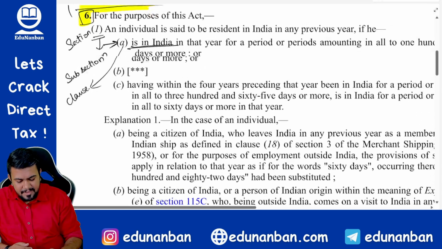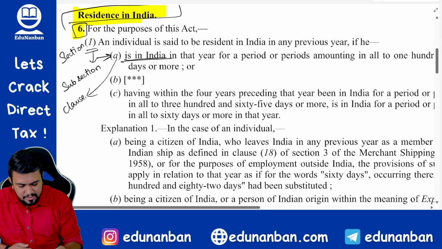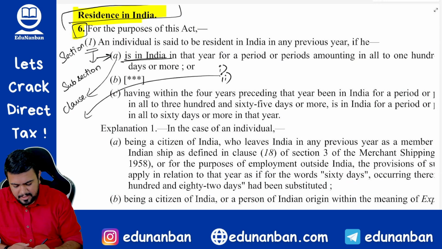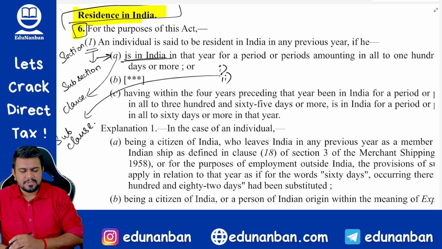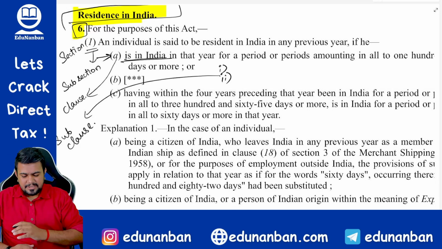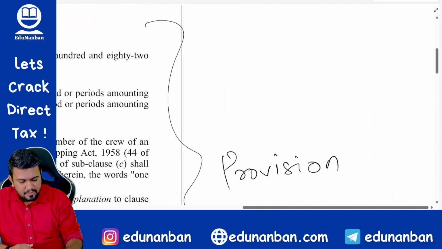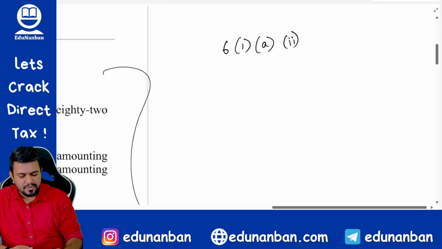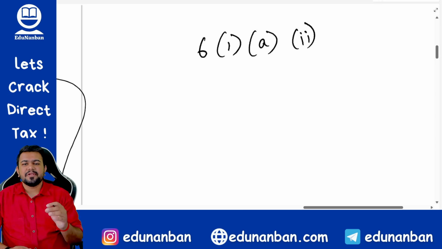Similarly, there can be a subpart of a clause also. In this A also there can be subpart 1, subpart 2, etc. All these subparts of a clause are called subclause. So, if you see something like this, then how will you read it?